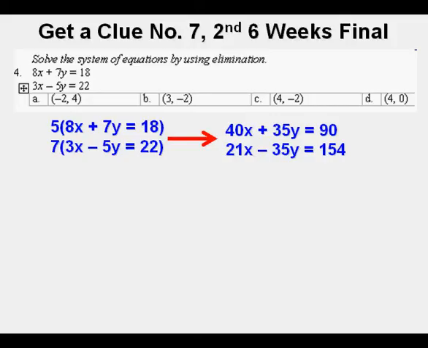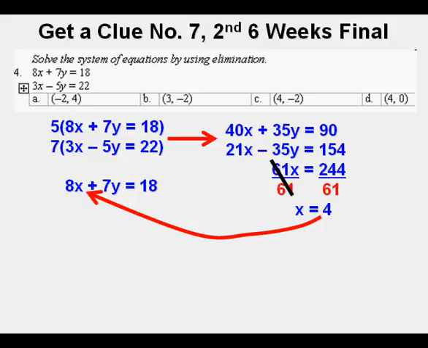Adding the two transformed equations together, the 35y minus 35y cancel, and we have 61x equals 244. Now we divide both sides of the equation by 61. 61 over 61 cancel on the left side. We bring down our solution for x equals 4. We take that 4 and put it into one of our original equations so we can solve for y.